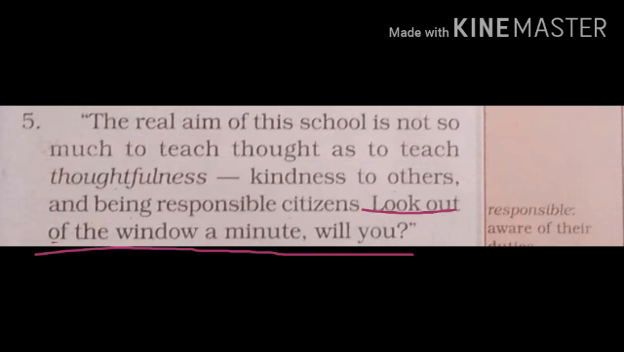Look out of the window a minute, will you? Miss Beam said to the writer to look out of the window for a minute.